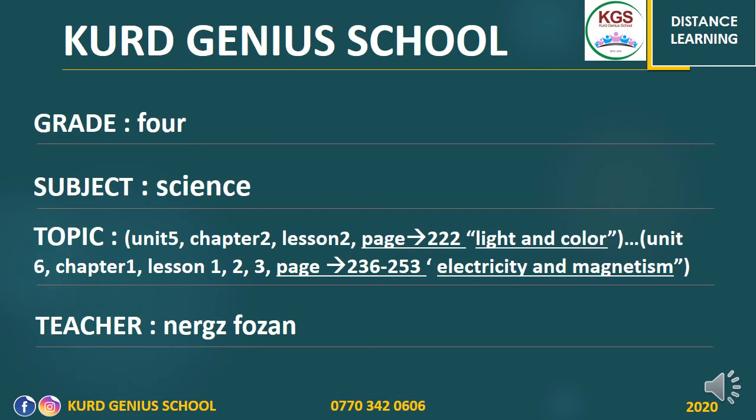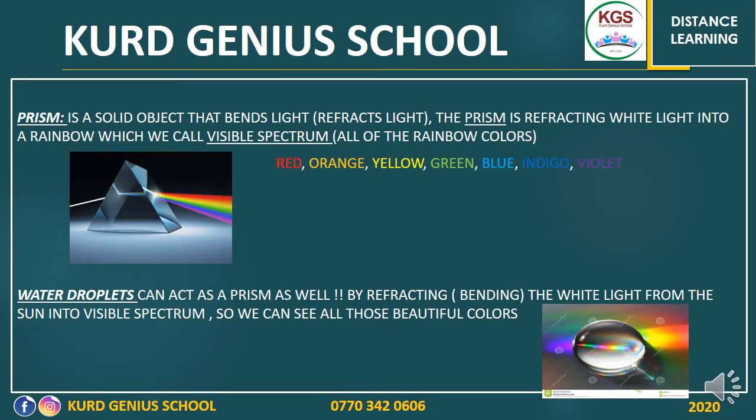Today I'm going to teach you Unit 5, Chapter 2, Lesson 2, page 222, which is about light and color. And Unit 6, Chapter 1, Lessons 1, 2, 3, pages 236 to 253. The lesson is about electricity and magnetism. Okay, so let's get started.